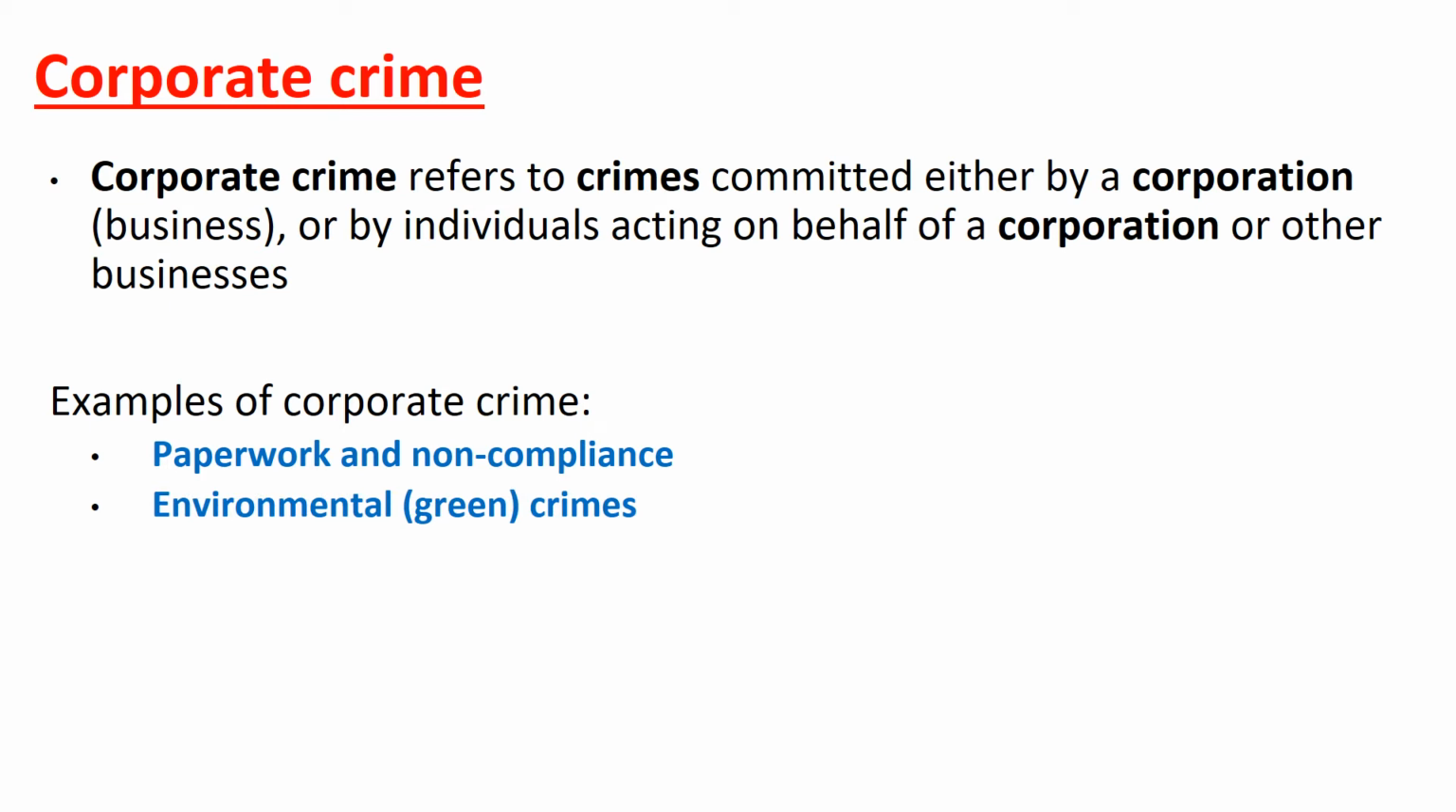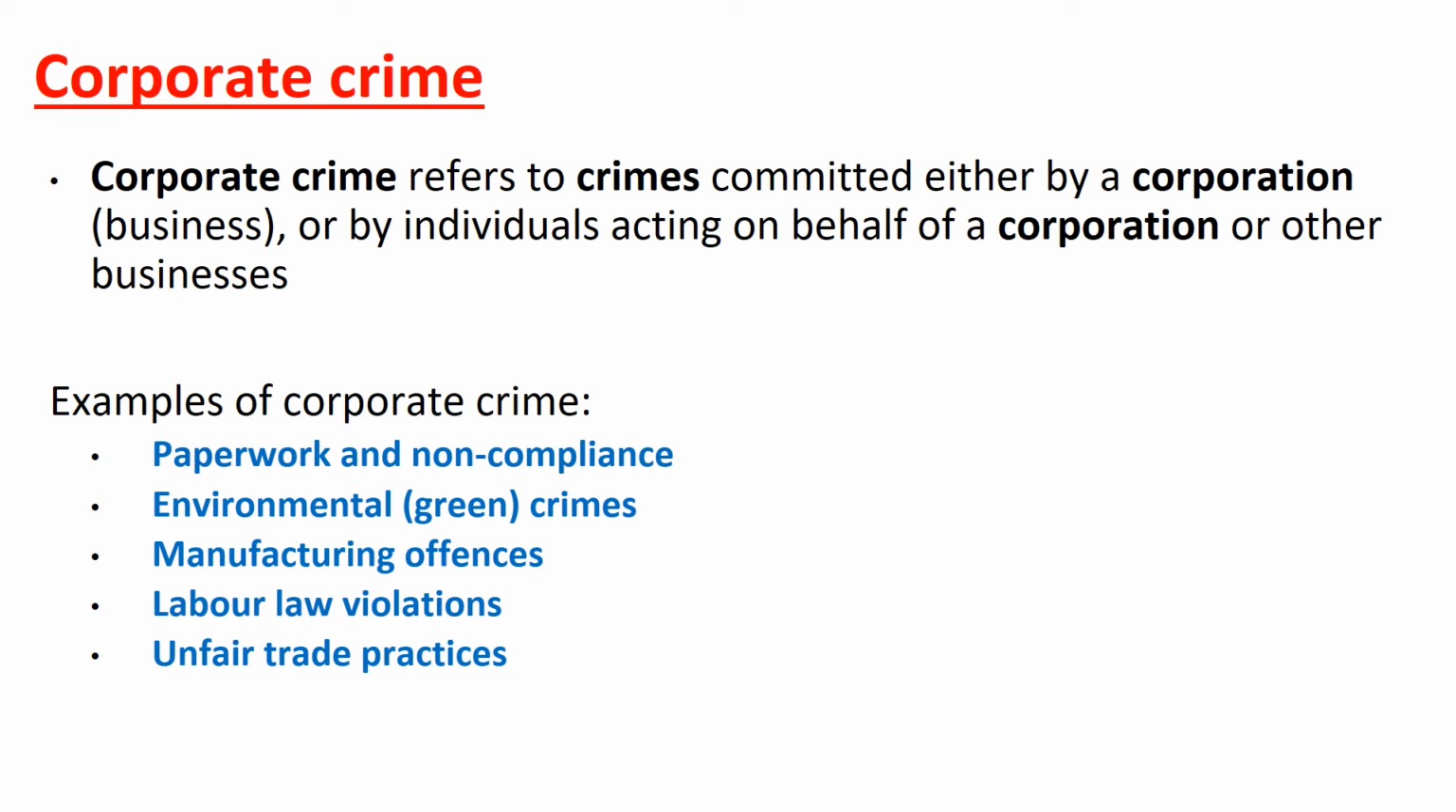Environmental or green crimes, like damaging the environment either deliberately or through negligence. Manufacturing offences, so producing unsafe products or counterfeit goods that might harm people. Labour law violations, not complying with worker health and safety policies, again leading to injuries. Unfair trade practices, so this is false advertising or price fixing, illegally obtaining information on rival businesses. And lastly, we have financial offences, so this could be tax evasion or concealment of losses or debts.